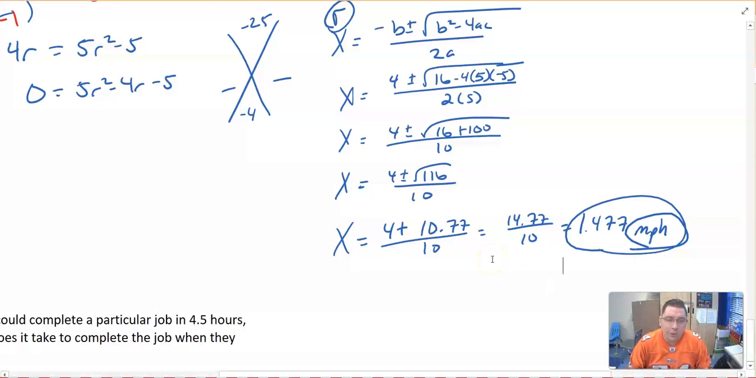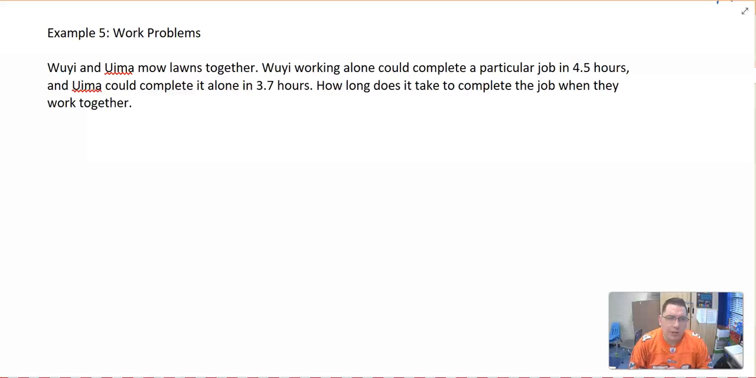Okay, so the last problem we're going to look at is a job problem. And you might have seen these before where one person can do this and one person can do this, and so how fast can they do it together? That's exactly what we're going to look at and see how to solve that one. So in example 5, we're looking at Yumi and Umi mow lawns together. Yumi, working alone, can complete the job in 4.5 hours. And Umi can complete the job alone in 3.7. How long does it take them to complete the job when they work together?